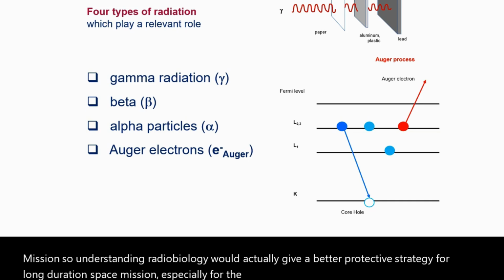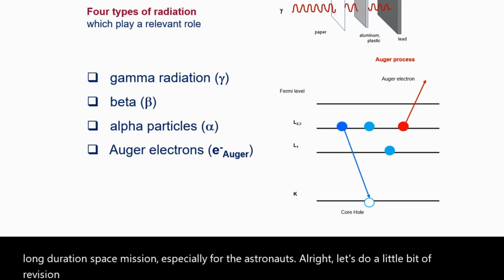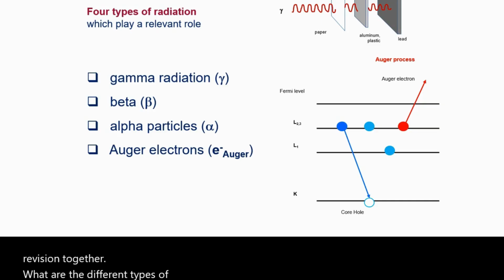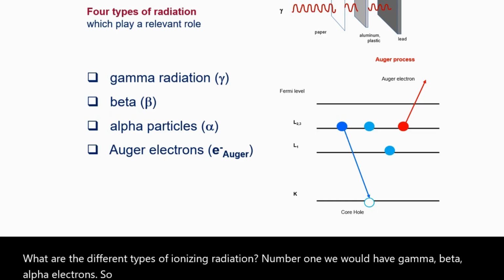All right, let's do a little bit of revision together. What are the different types of ionizing radiation? Number one, we would have gamma, beta, alpha, Auger electrons. So these are, of course, there are many more.